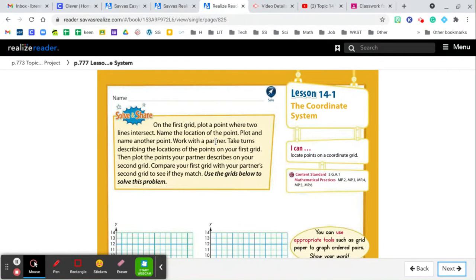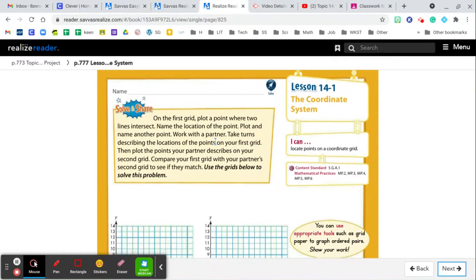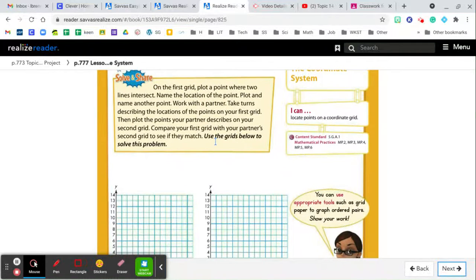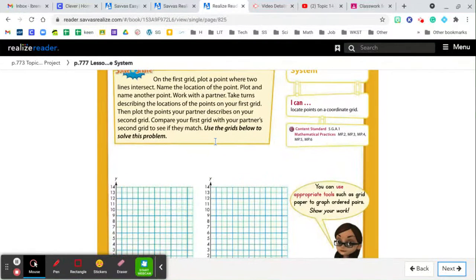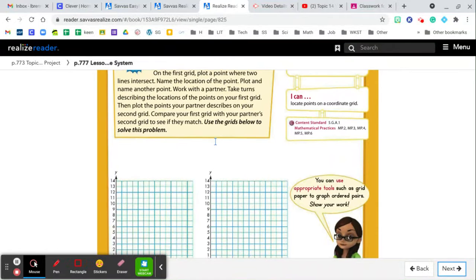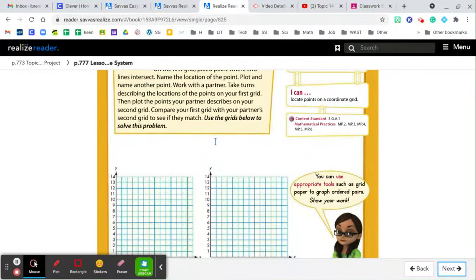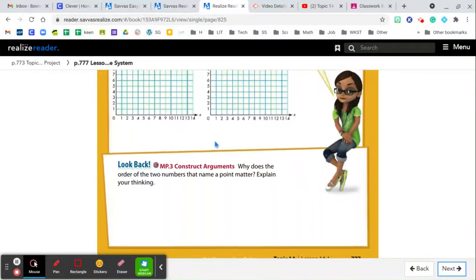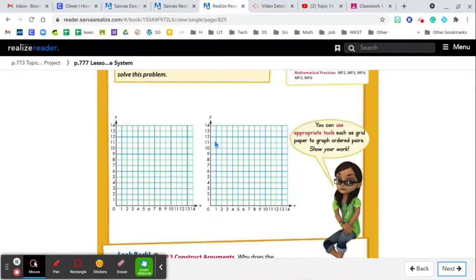On the first grid, plot a point where two lines intersect, name the location of the point, plot and name another point. Work with a partner, take turns describing the locations of the points on your first grid, then plot the points your partner describes on your second grid. Compare the first grid to your partner's second grid to see if they match. Use the grids below to solve the problem. This is kind of like you're playing Battleship.